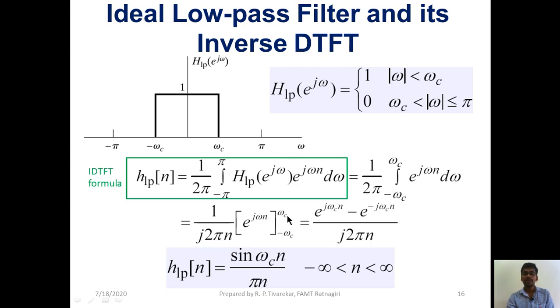The integration of e raised to j omega n with respect to omega is e raised to j omega n upon nj, integrated from minus omega c to plus omega c. The integration will look something like this. We can convert it to e raised to j theta minus e raised to minus j theta divided by 2j, a sinusoid identity, sin theta, and divided by n pi as it is. So this looks like a sinc function. H low pass of n is a sinc function.